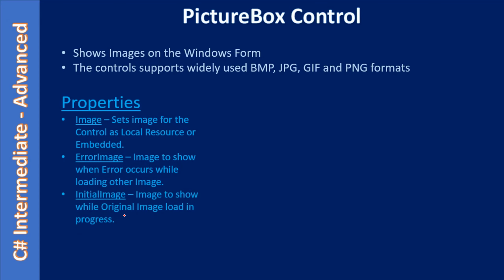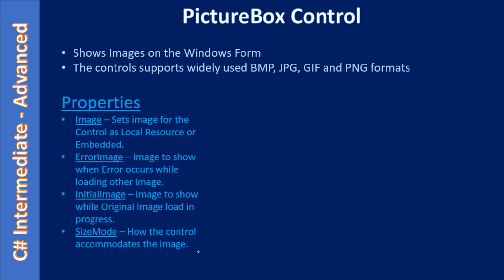The InitialImage is used to display an image before loading the original image. We can say that this is a default image that gets shown, and when you load the original image, that image will replace this initial image.